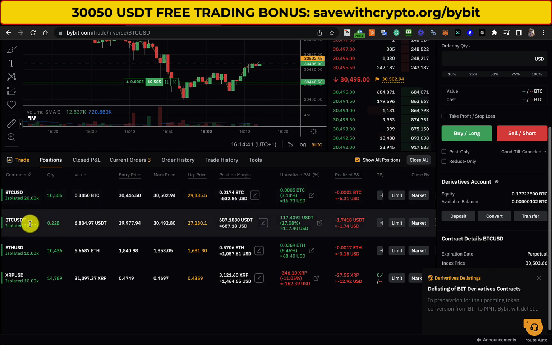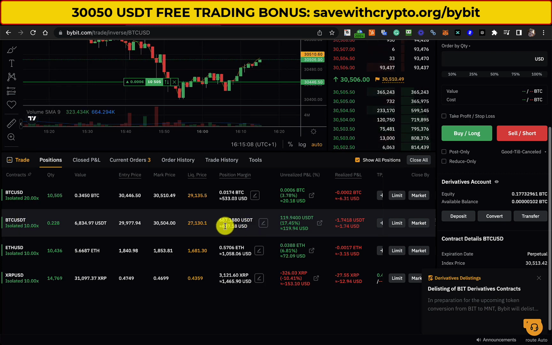Okay. Now, this one here, BTC USDT, this is a USDT perpetual, and in fact, it actually shows you here that 687.188 USDT equals approximately 687.18 USD. So when I close this trade, I will be left holding USDT.